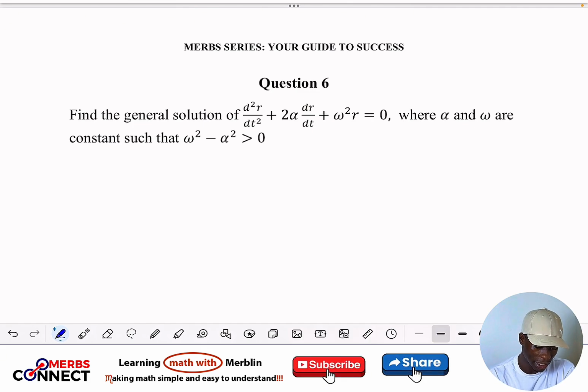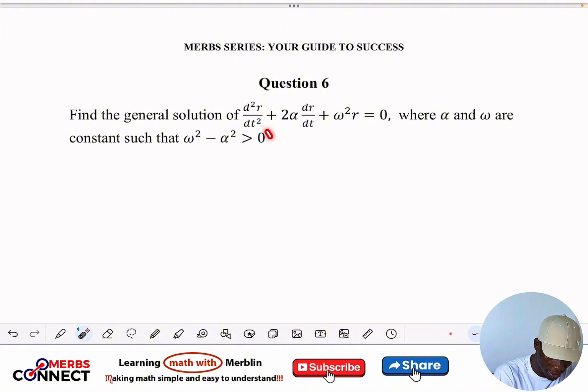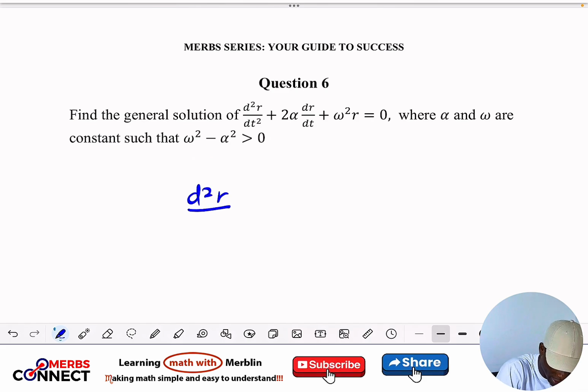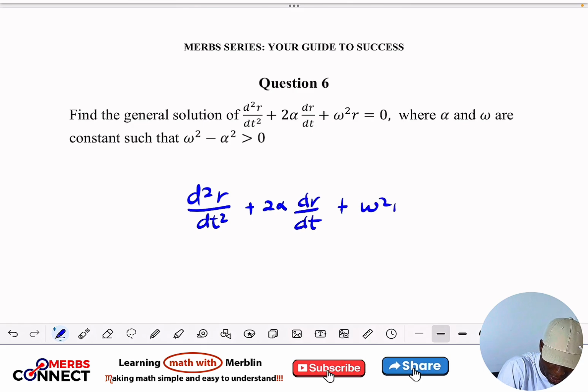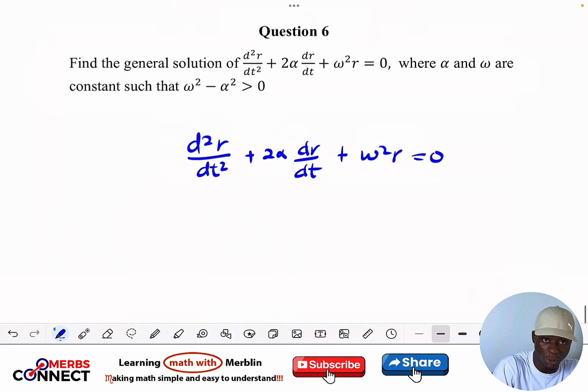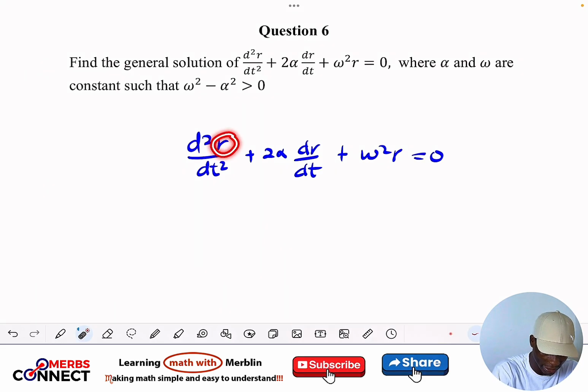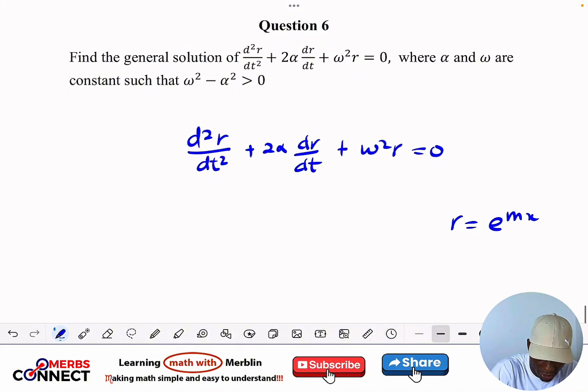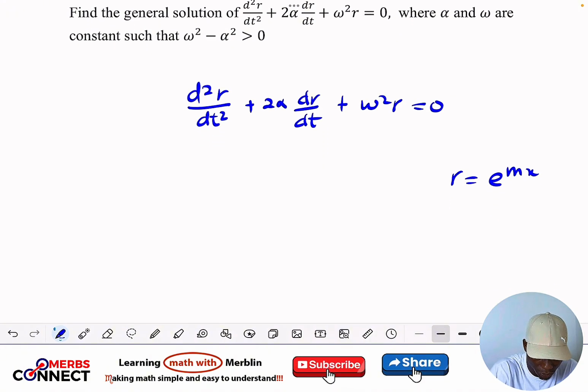Now question 6, we want to find a general solution, and this is second order, right? So let's go through it. We have d squared r over dt squared plus 2 alpha dr over dt plus omega squared r is equal to 0. So we know how to do it. Our function here is r, so we are going to set r to be equal to e to the power mx. So let's go through the process.